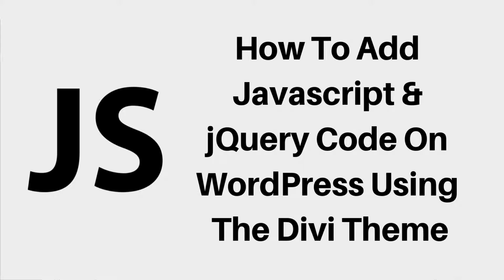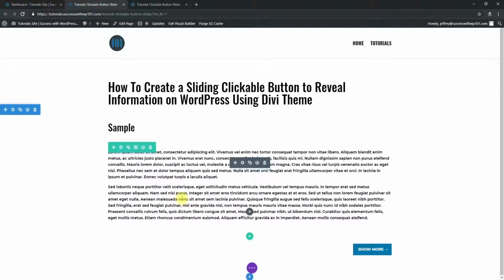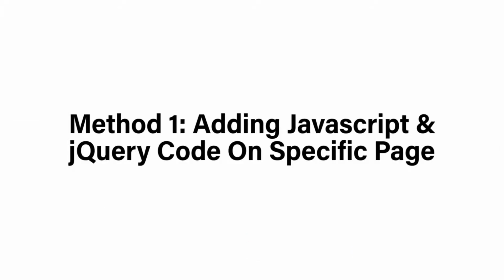Today we'll be talking about something quite simple: how to add JavaScript and jQuery code on WordPress using the Divi theme. There are two ways to do this. The first way is to add the code within the page, and the other way is to add it into the Divi theme options, which will affect the whole website. So let's look at the page first.